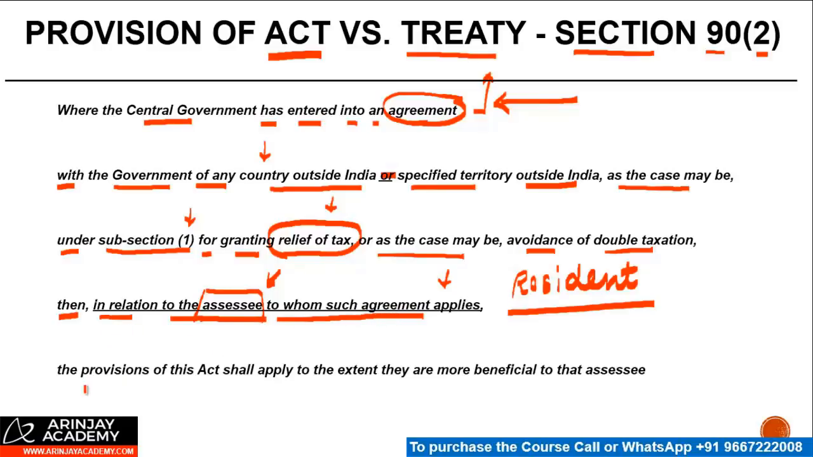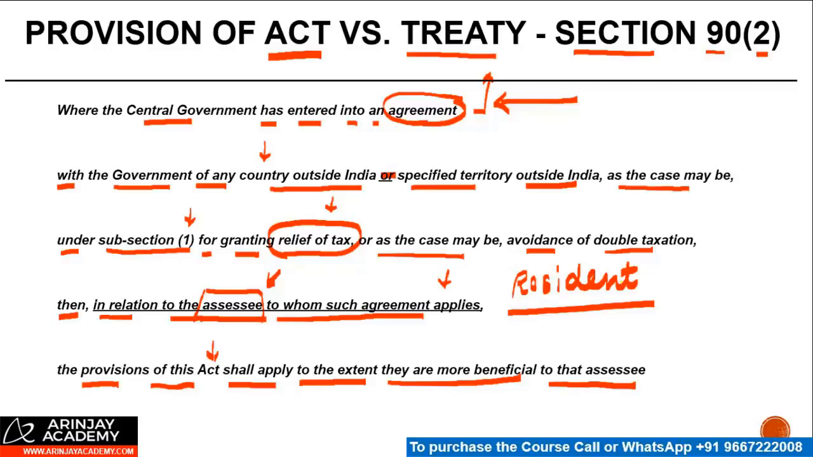Then in relation to such an assessee who is covered under the provision of that agreement, the provisions of this Act, which is the Income Tax Act, shall apply to the extent they are more beneficial to that assessee. What this means is that if the provisions of the Act are not beneficial to the assessee, but the provisions of the treaty are more beneficial, then the provisions of the treaty will apply. But if the provisions of the Act are more beneficial, then it is the provisions of the Act which shall apply.